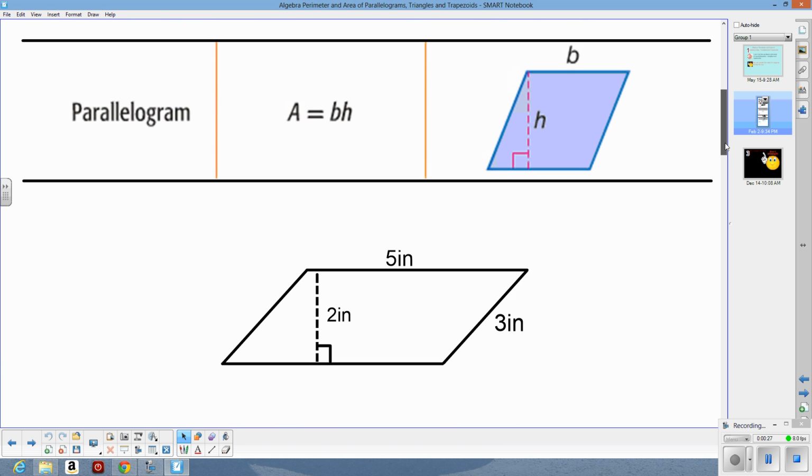To find the area of a parallelogram, you multiply the base times the height. The base and height of a parallelogram are always perpendicular to each other.